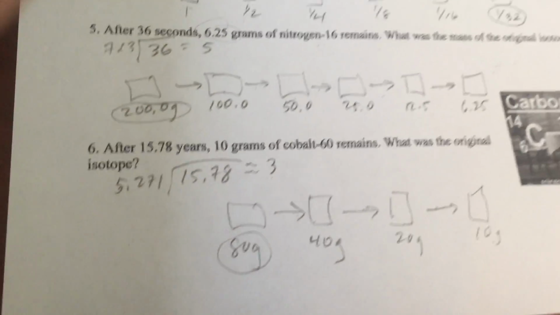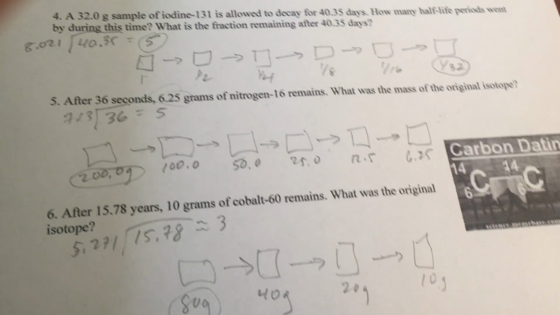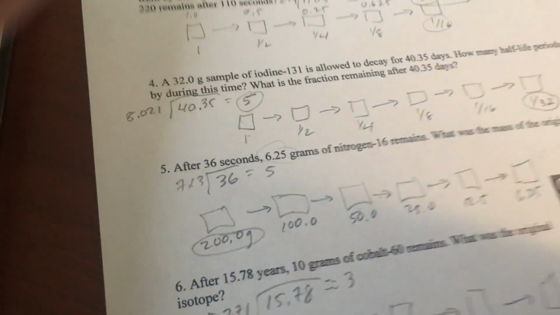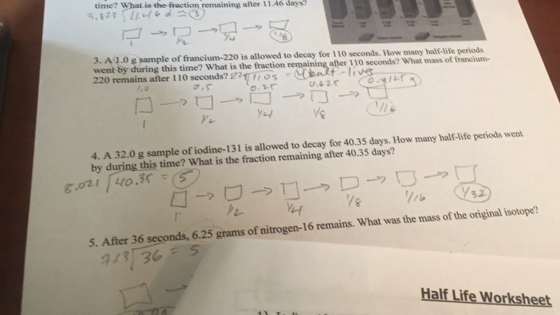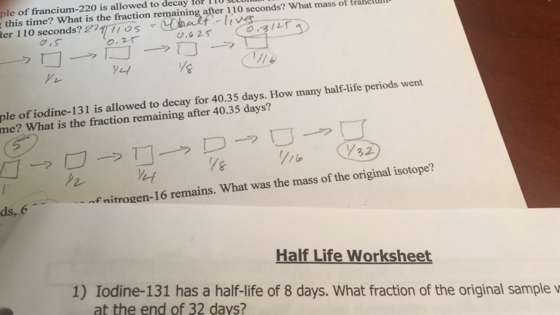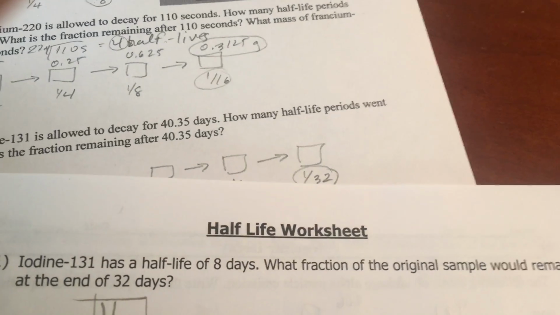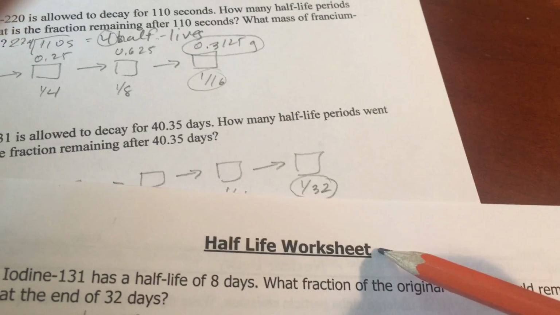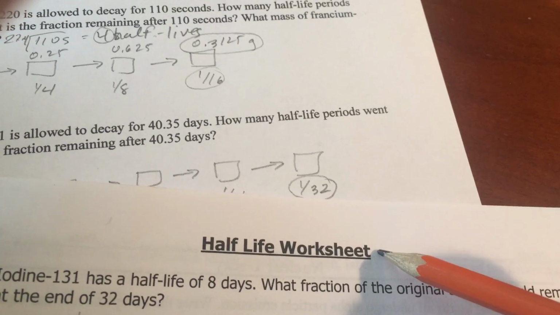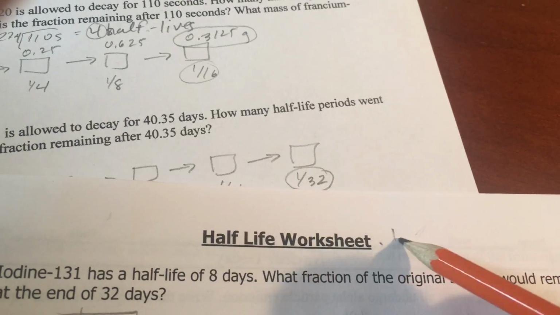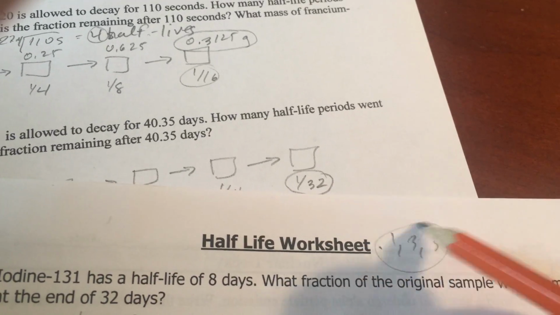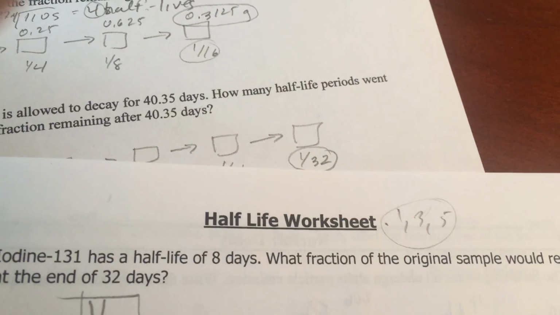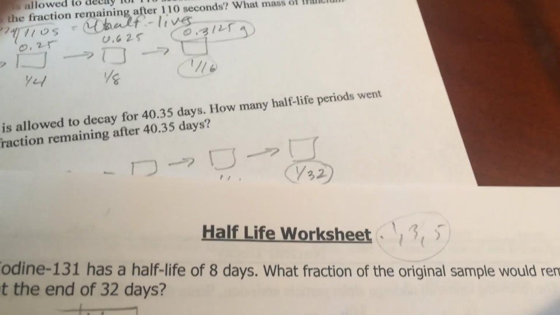Okay? So that's all I wanted to go over, the homework, and show you what the homework for tonight is going to be. It's this sheet. I can't show you the whole thing because somebody already wrote on it. It's the half-life worksheet. And I want you to do number 1, 3, and 5 of this sheet. All right? If those are done, we'll go over it on Monday.